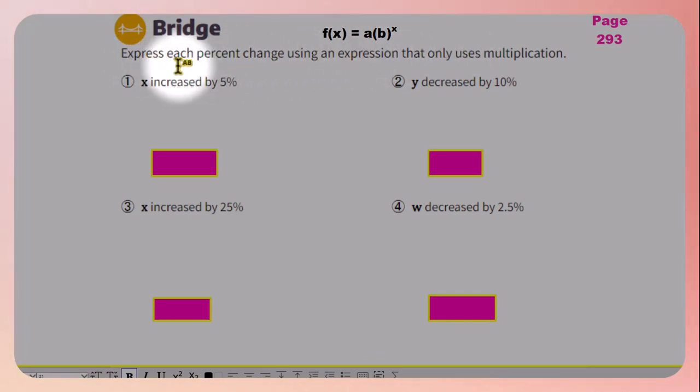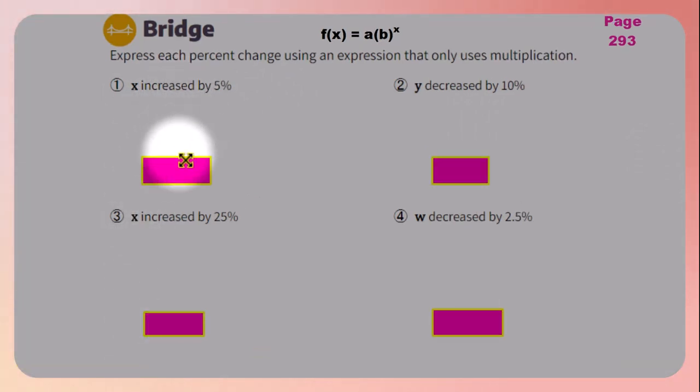Now we're going to express each percent change using an expression that only uses multiplication. So it's going to be in this form. So we have x increased by 5%. x increased by 5%.